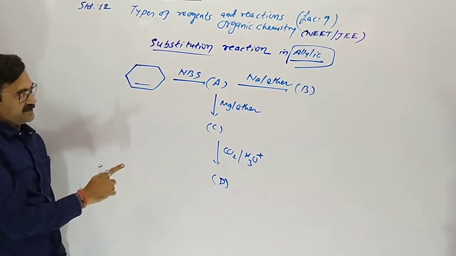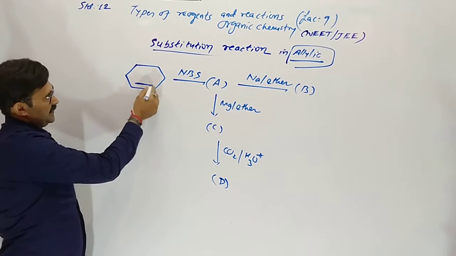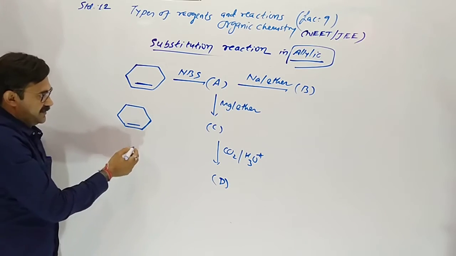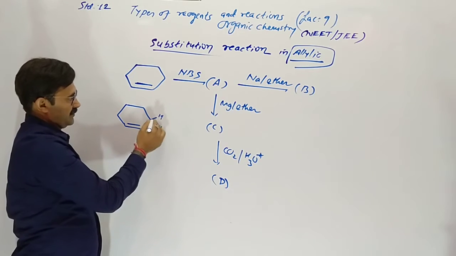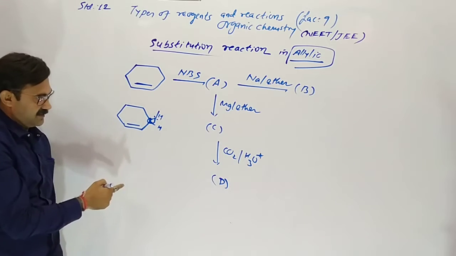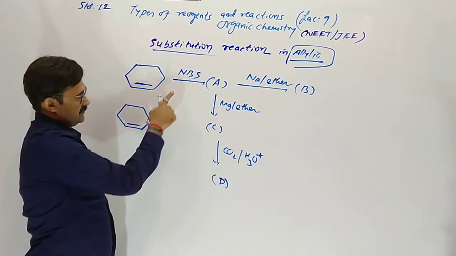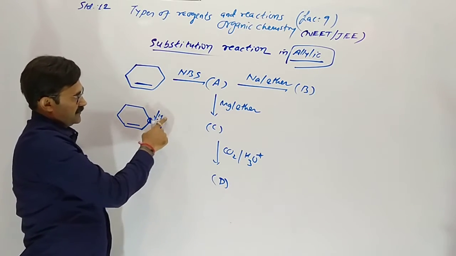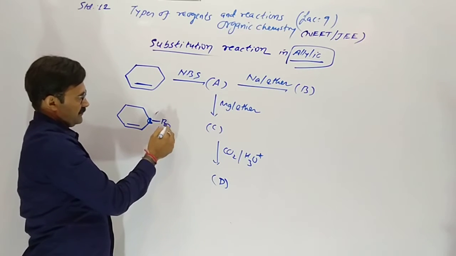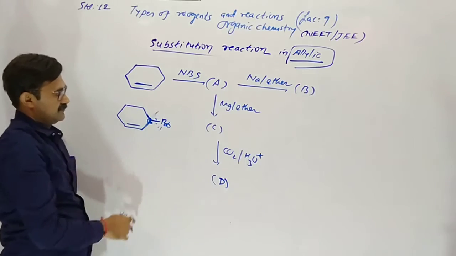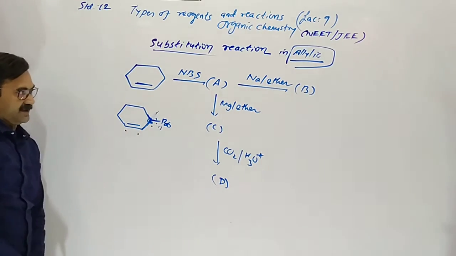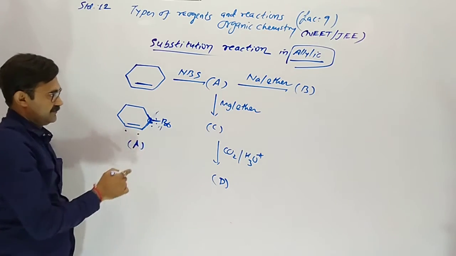This compound gives a reaction with NBS. Yes, it is allylic. How can we say? Double bond, then after single bond and there is a carbon, the allylic carbon. Here a free radical occurs, one hydrogen is replaced and one bromine enters there. So it will be like this: 3-bromocyclohexene is our A.